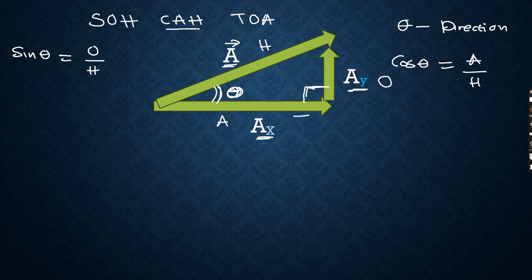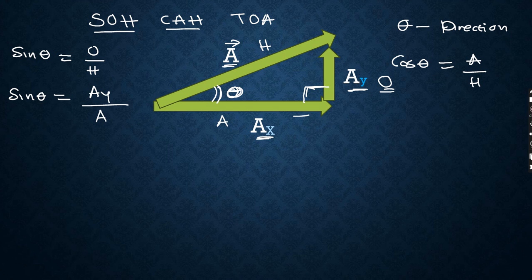Now let's go ahead and find the formula of how we can find the y component. To find the y component, you know that y is the opposite here. So we're going to say sine theta is equal to opposite over hypotenuse. So our sine theta is equal to our opposite side, which is our y component, over our hypotenuse. Our hypotenuse is A, the magnitude of A.